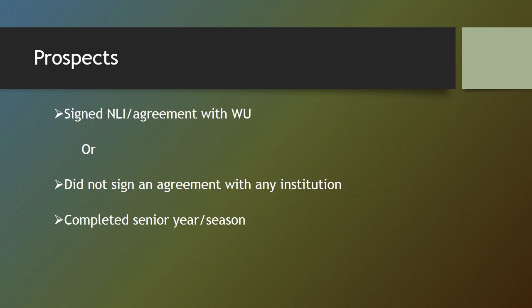You may hire prospects to work your camp, but only if they have signed an NLI or scholarship agreement with Washburn, or if they have not signed with any institution at all. They must also have completed their senior year and be done with their playing season before they can work your camp. These rules apply even to prospects who volunteer at your camp and are not being paid.